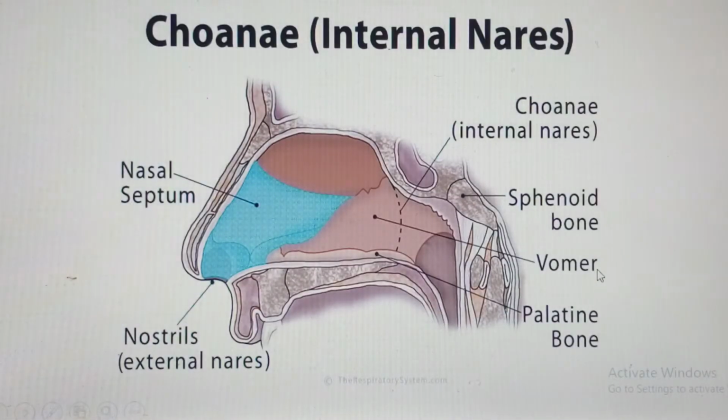Now, if I want to enter the chambers of the nose, I have the external openings, which are called the external nares, otherwise called nostrils, or the anterior nasal aperture. These anterior nasal apertures allow air from the external environment to come in, or exhaled air to go out of the nasal cavity.